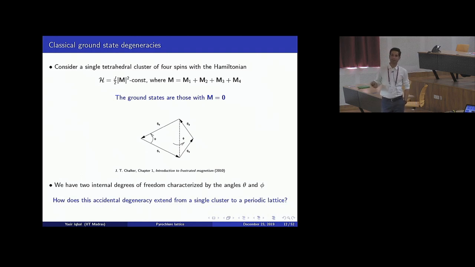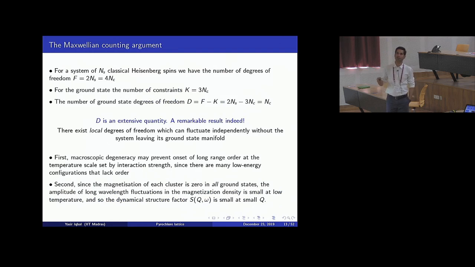And this degeneracy extends from a single cluster to a periodic lattice. Let's see how. Suppose you take a classical Heisenberg spin, which has three components and one constraint. So the total number of degrees of freedom will be two times the number of spins. Written in terms of the number of clusters, it'll be four times N_C, because each spin is shared by two clusters. Now, for any state to be called a ground state, the constraint is that the sum of the spins should be identically zero. So component by component, the X, Y, and Z components should sum to zero, and therefore you have three times N_C constraints, where N_C is the number of tetrahedra. If you do a simple counting of the degrees of freedom, the number of degrees of freedom minus the constraints gives you a number equal to the number of tetrahedra.